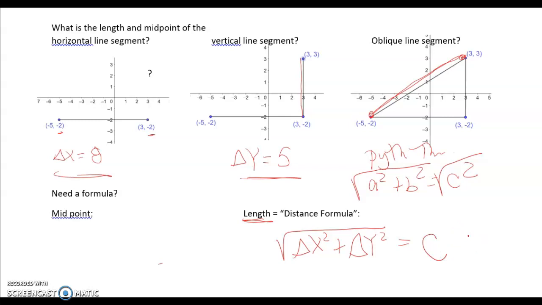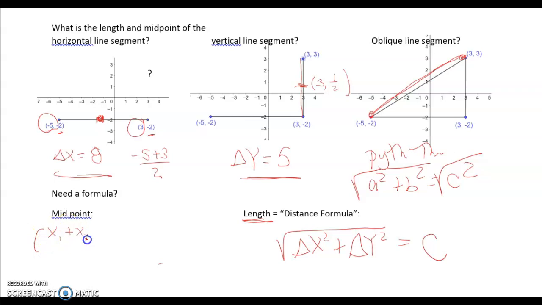How about the midpoint? Well, halfway here, we can just kind of eyeball it. It's going to be about there. Oh, look, it's the average x, the average y. So the average would be -5 plus 3 over 2. Oh, it's at -1. Oh, I eyeballed it not very well. Here, it's going to be the average. The x's don't change, so it's the average between the y's. So 3 plus -2 divided by 2, it's at 1/2. So 3 1/2.